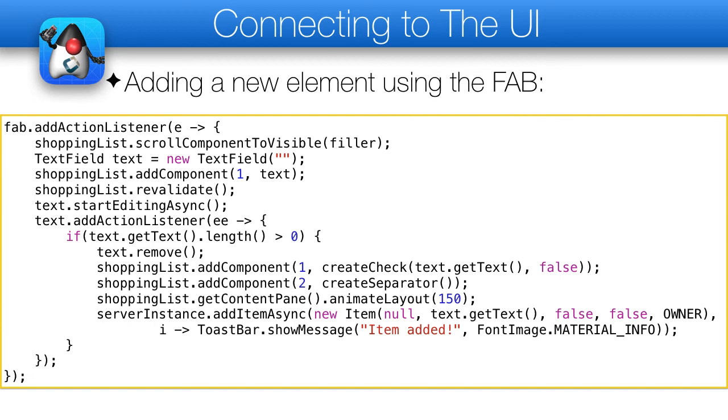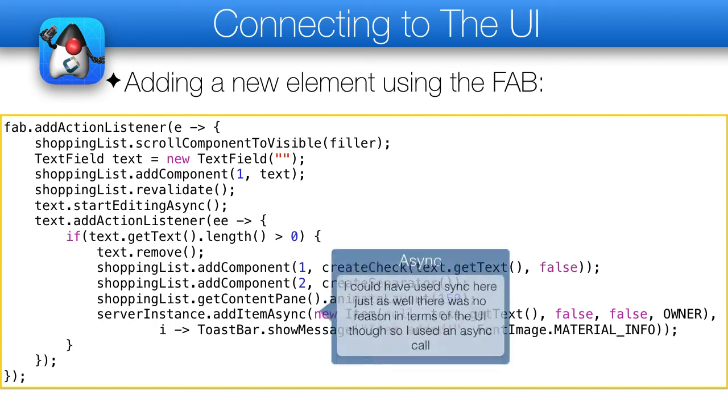Then when the callback is received, I notify the user that the item was added on the server. And this works really well and pops up a text entry where you can literally type in the new entry and it appears into place. You'll notice I used the async call.